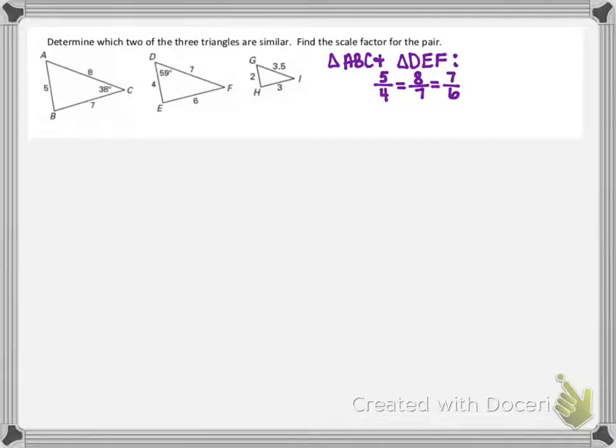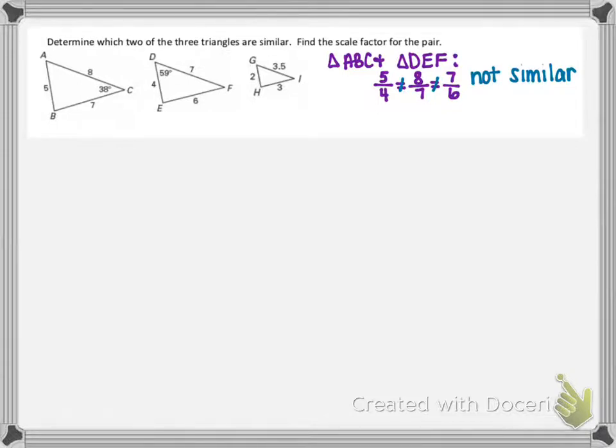Now, all of these fractions are simplified. That's as simple as they can go. None of these fractions are equal to each other. So these are not proportional. So that means that they are not similar. So we tried ABC and DEF.